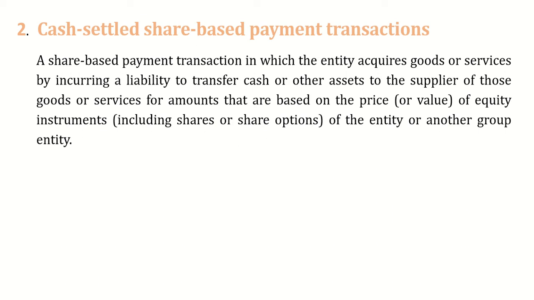Based on the share price, it looks like now after 3 years I am agreeing to pay you an amount which is equal to the share price of the company. I'm taking a service from you. At the end of the 3 year period, I'm giving you a payment based on the share price prevailing at that time. That is called the cash settled share based payment, right? A share based payment transaction in which the entity acquires goods or a service incurring a liability.